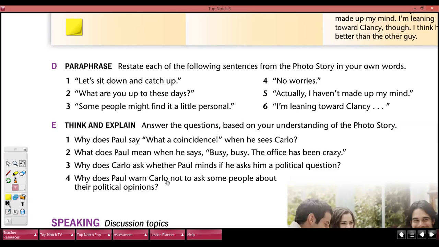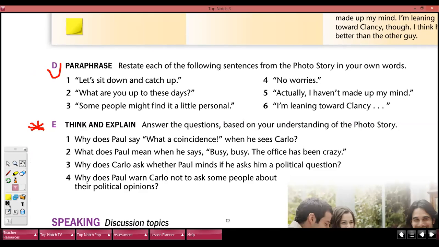Here we have some exercises. We have the first one, it's paraphrase. If you remember, when we paraphrase, we change the meaning of a sentence with our own words. And we have a think and explain, but this one is optional, okay? If you want to go on, do it. But if not, we can do it on the next class.